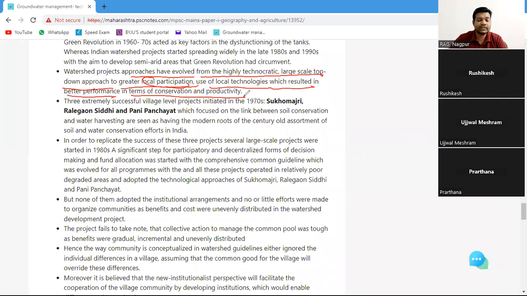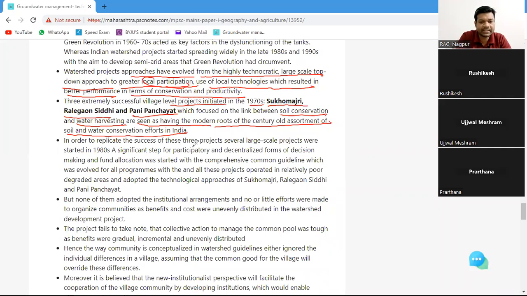There are several examples. Three extremely successful village-level projects were initiated in the 1970s: Sukho Majri, Ralegan Siddhi, and Pani Panchayat. These focused on the link between soil conservation and water harvesting, and are seen as having the modern roots of the century-old assortments of soil and water conservation in India.